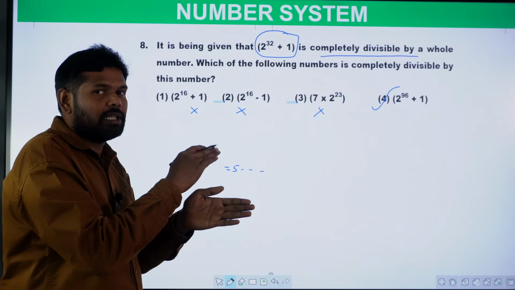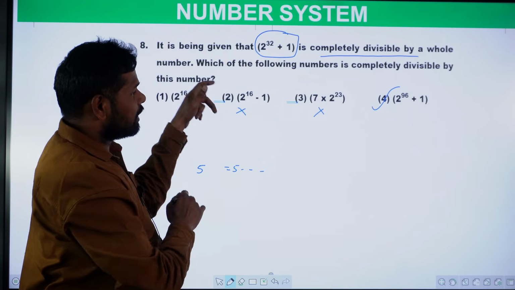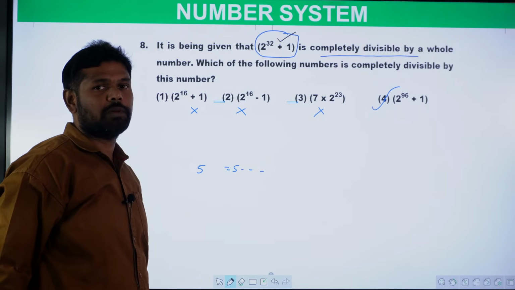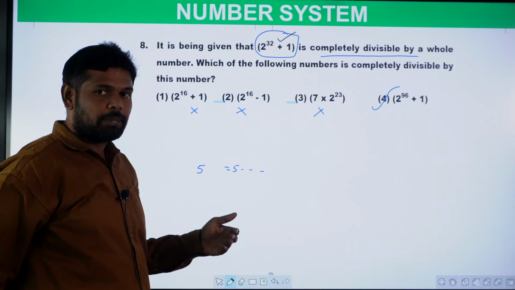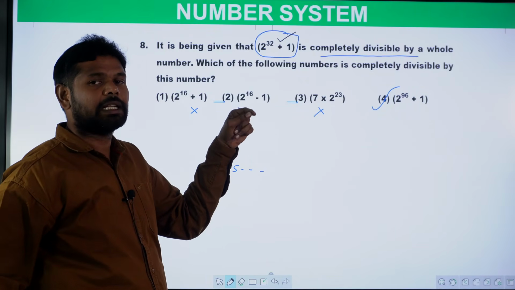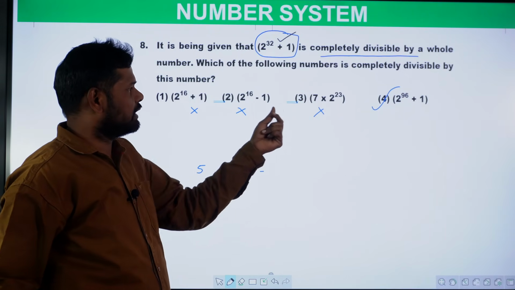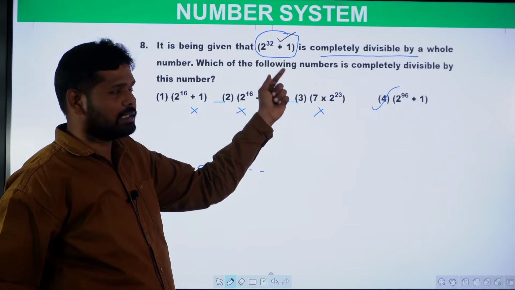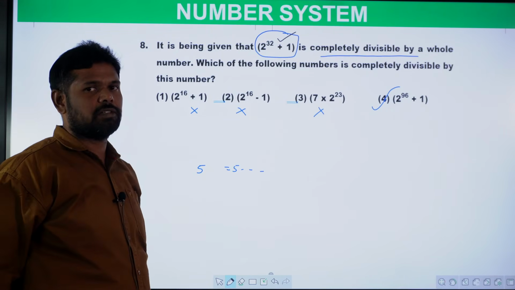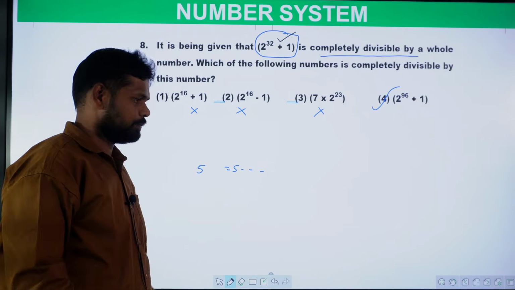Actually, the question is framed in the reverse case. That number is divisible by a whole number, that is given, but which of the following numbers is completely divisible by 2 power 32 plus 1? A number completely divisible by 2 power 32 plus 1 must be greater than or equal to 2 power 32 plus 1. That's why I eliminated these two, and this one is also 2 power 23, less than that number, so I eliminated it too. Only that option is the correct one. Very simple question, but framed in a typical manner. That's all.